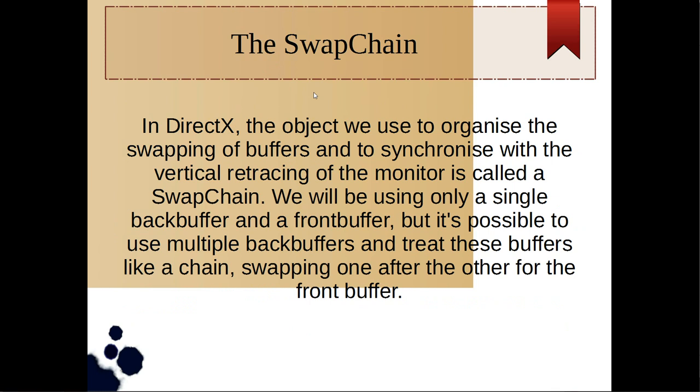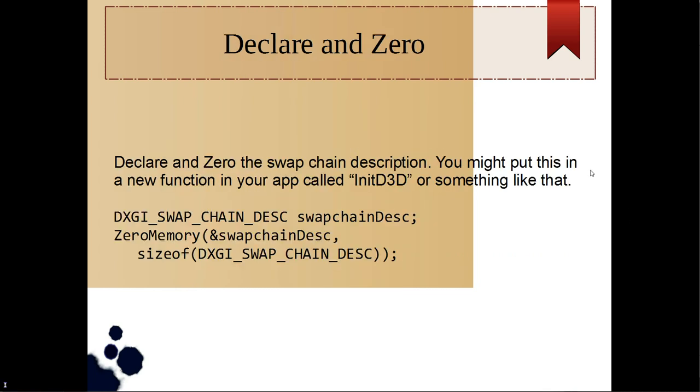Which brings us to the swap chain. So in DirectX, the object that we use to swap these buffers and synchronize with the vertical retrace of the monitor is called the swap chain. And we're only going to be using a single back buffer and a front buffer, but it's possible to use multiple back buffers, and I think that's where the name swap chain comes from. So you're swapping a chain of back buffers for the front buffer, one after another. I think that's why it's called the swap chain.